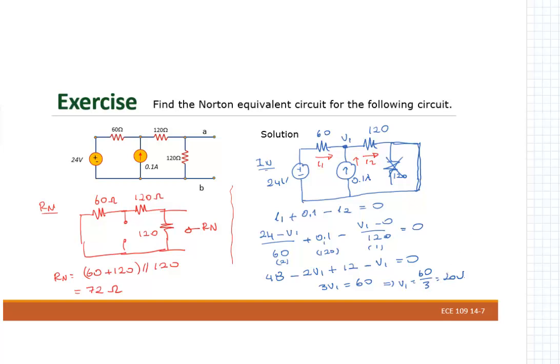If I know V1, easily I can find, I think like this here, I2 will be equal here V1 divided by 120. So V1 is 20 divided by 120, that will be equal 0.1667 ampere, or you can say 166.7 milliampere. So this is the IN value.